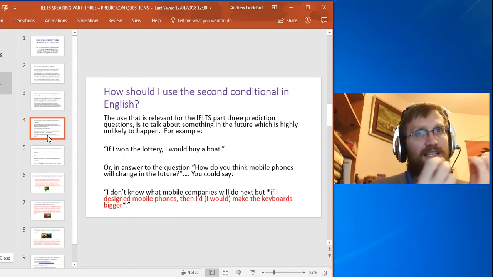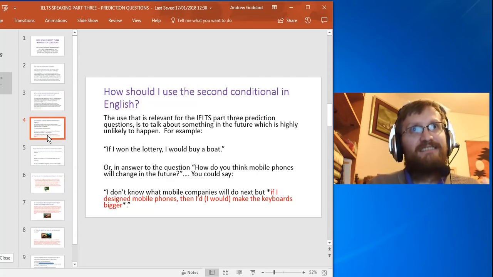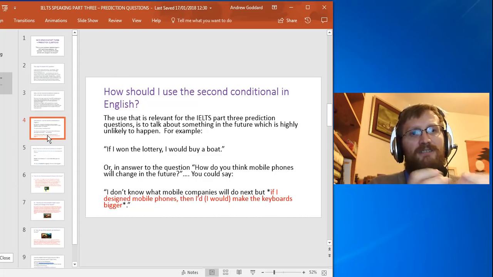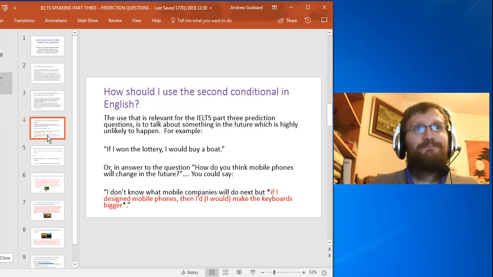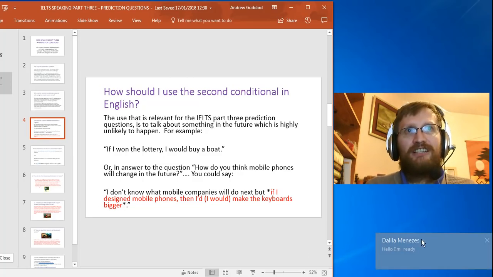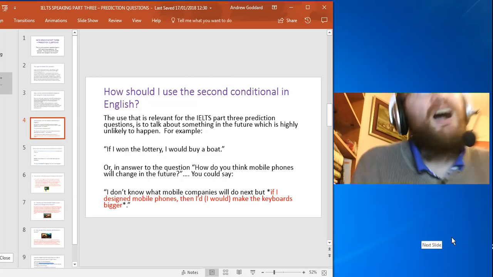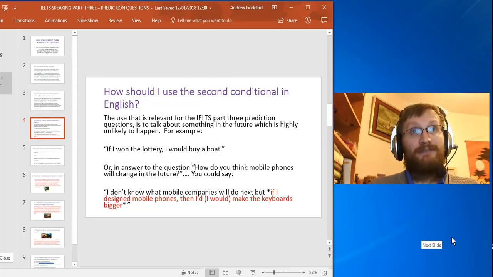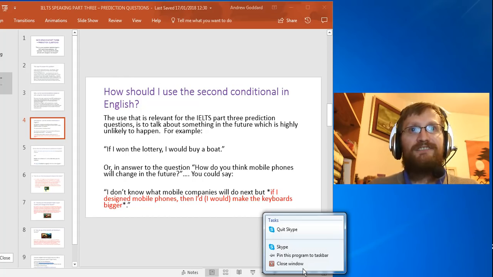Now, how can you use the second conditional in English? The use that is relevant for these questions, the prediction questions in the IELTS exam, is to use the second conditional to talk about something in the future which is very unlikely to happen. For example, if I won the lottery, I would buy a boat. Wouldn't we all like to buy a boat? Or, in answer to the question, how do you think mobile phones will change in the future? You could say, I don't know what mobile phone companies will do next, but if I designed mobile phones, then I'd make the keyboards bigger.